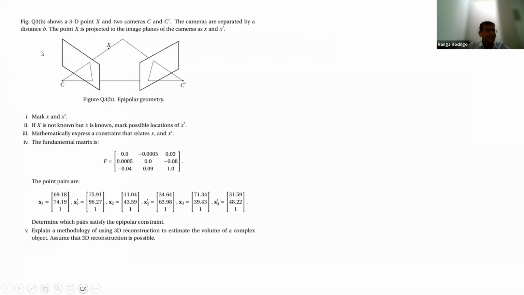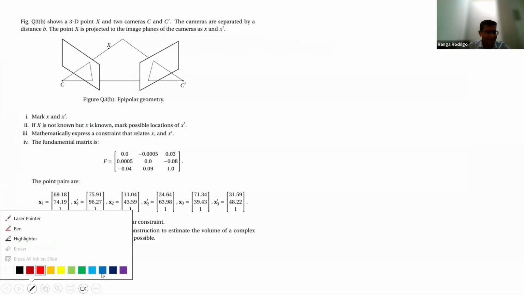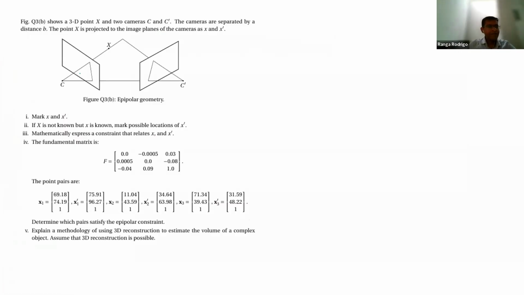Let's do this problem. I hope you're ready. Figure Q3b shows a 3D point X and two camera matrices, cameras C and C prime. The cameras are separated by a distance B. The point X is projected to the image planes of the cameras as x and x prime. Mark x and x prime. Where is x? x is the image of camera C, right? So this is the x.